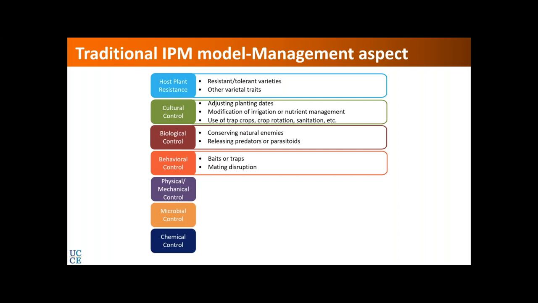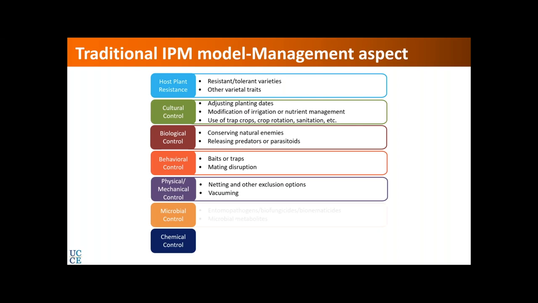Then physical and mechanical control is using various physical structures, whether it is providing screens to a greenhouse or row covers in a field, using these various options to basically exclude the pest population. And then you can also use vacuums, which can be carried or mounted on tractors, to aspirate pests.